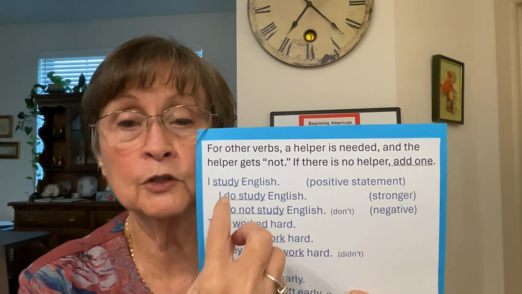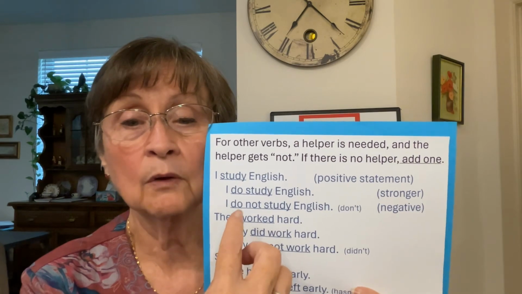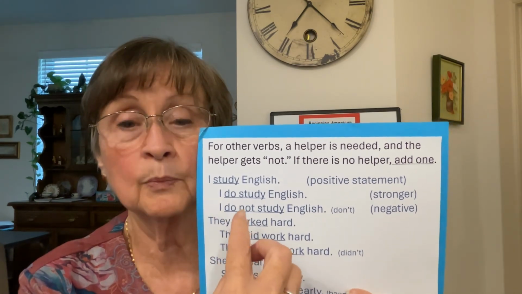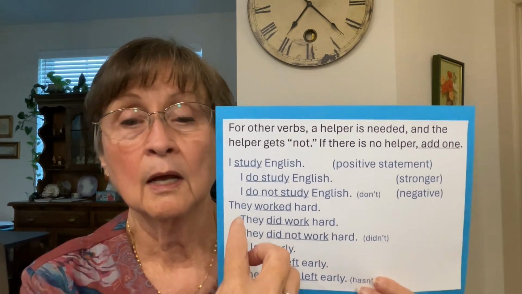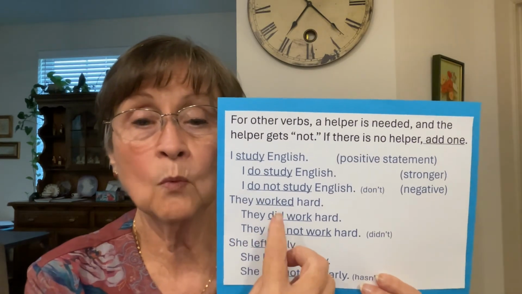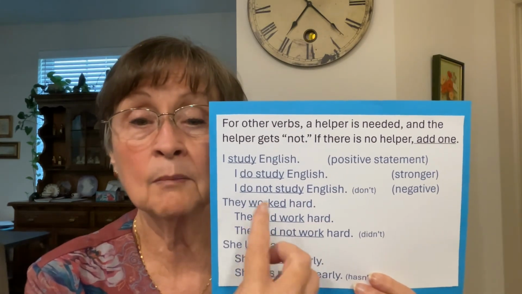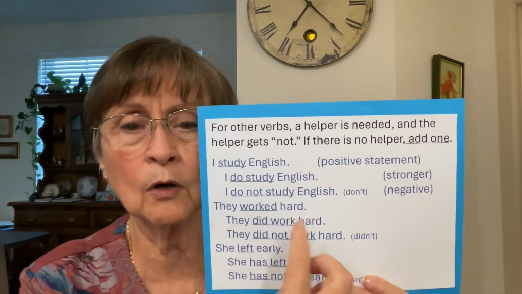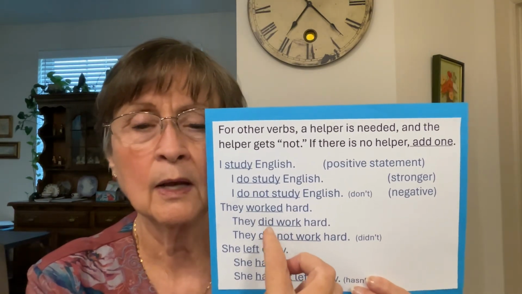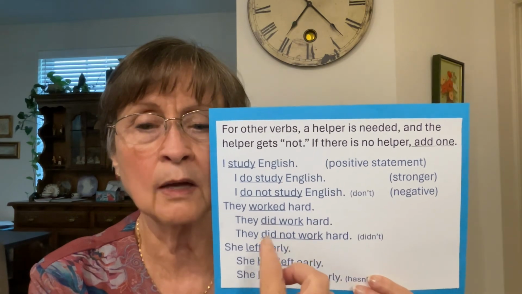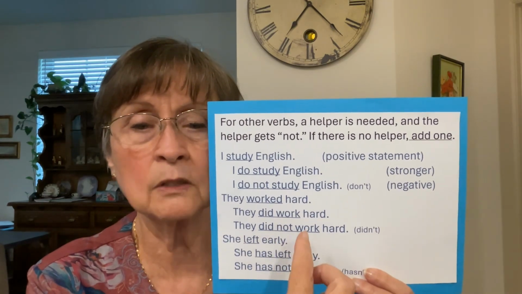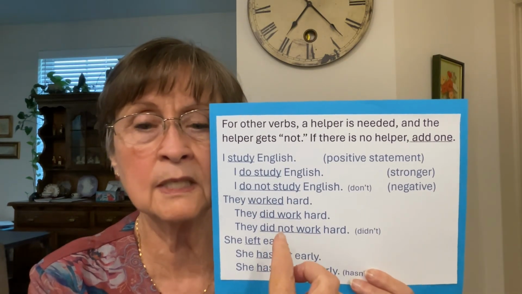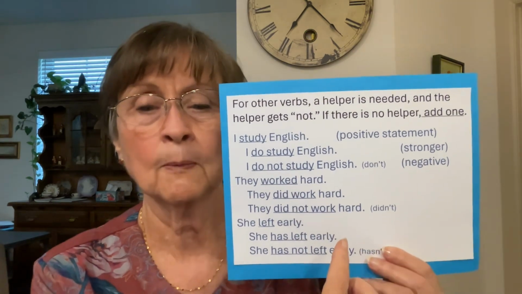But I cannot say I no study or I not study. We have to have a do in there. So, or some sort of helper to put with the not. If it's in the past, they worked hard. But to get my helper, I'm going to make that stronger. They did work hard. Now I have a helper. The helper is what gets the not. They did not work hard, or they didn't work hard.